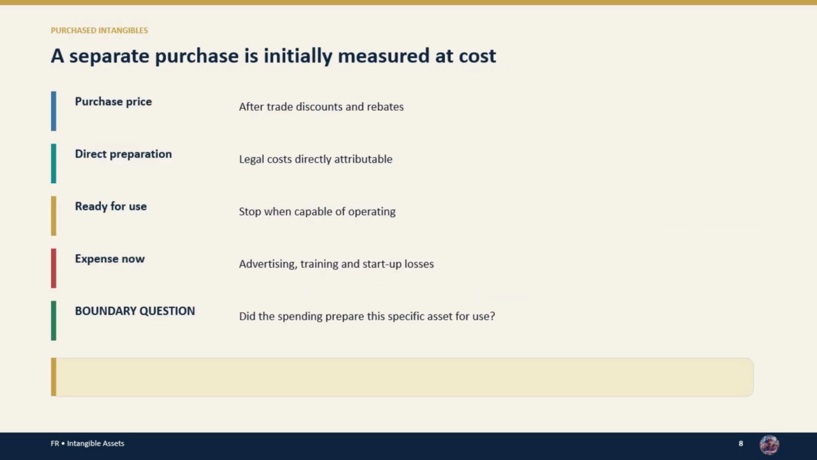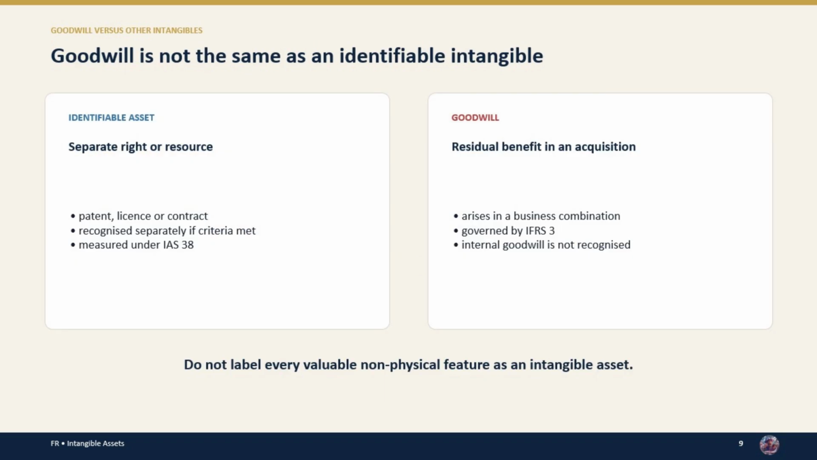A separately acquired intangible asset is initially measured at cost. Cost includes purchase price after discounts, non-refundable taxes, and directly attributable expenditure needed to prepare the asset for intended use, such as legal fees to register a purchase patent. Advertising, staff training, startup losses, and general overhead do not become part of the asset merely because they support its launch. A patent, license, or customer contract may be identifiable separately from a business.